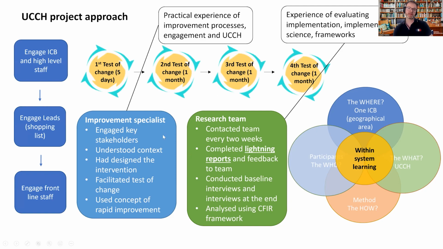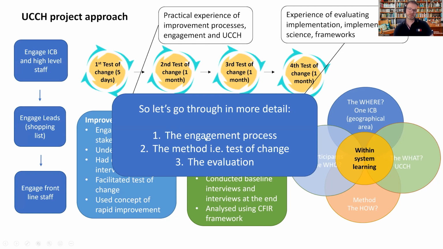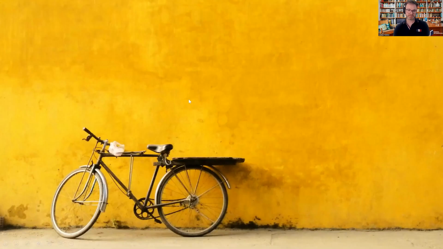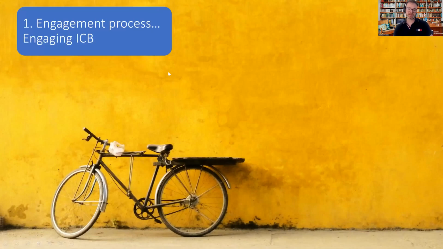And the method was what we call a test of change. Now, I will go into detail. Let's look at that. So we'll start with the engagement process. What really was this like? We'll look at the method, test of change, and then we'll look at the evaluation, which is the within-system learning. This is how this is all worked out. And as I'm doing this, just be aware of the limitations that frameworks have, they don't always tell you all this, right? So the engagement process, the first step was engaging the ICB.